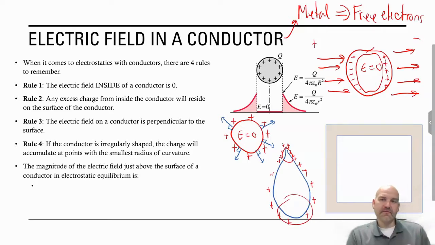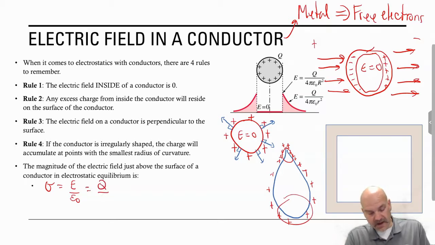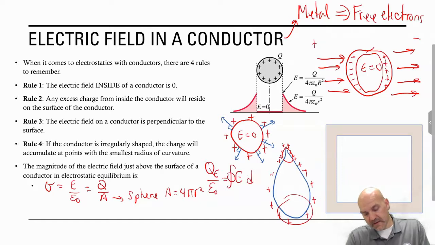Once we get diving into calculations, a couple things are going to be big here. The surface charge density is just going to be the E field times epsilon naught, but we know that it's also equal to Q over A. Most of the time we'll talk about spheres, where the surface area is 4 pi r squared. And then Gauss's law: Q enclosed over epsilon naught is equal to the integral of E dot dA. That's going to be very important in our problem solving process.